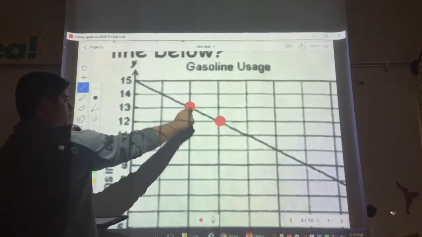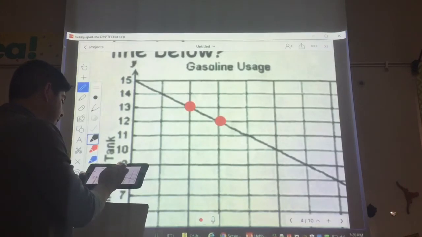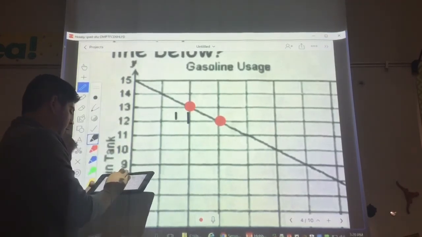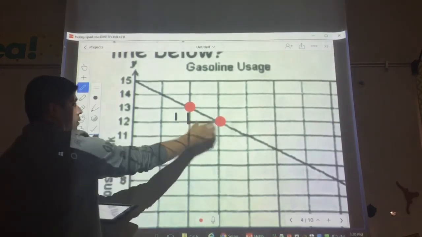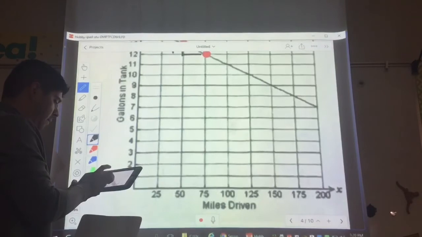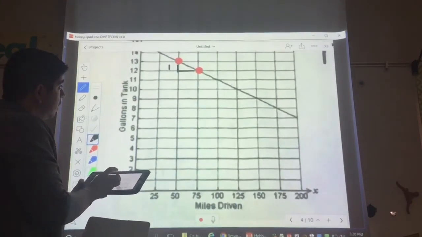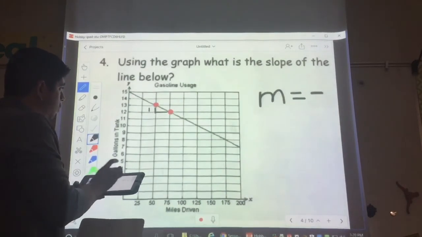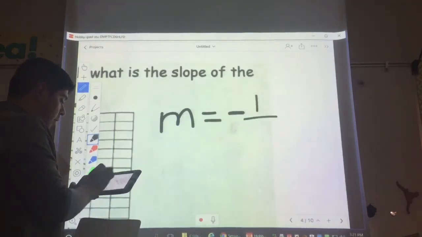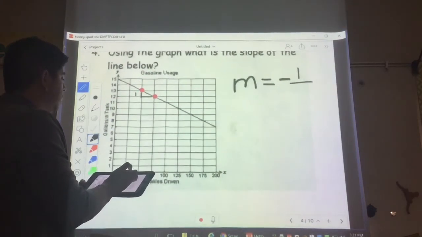So it goes down 1. It goes down 1 from 13 to 12. And then it goes over one interval, but we gotta see what this interval goes by. So if that's 1, then that 1's gonna be my numerator for my slope. Now we just need to find out my denominator.